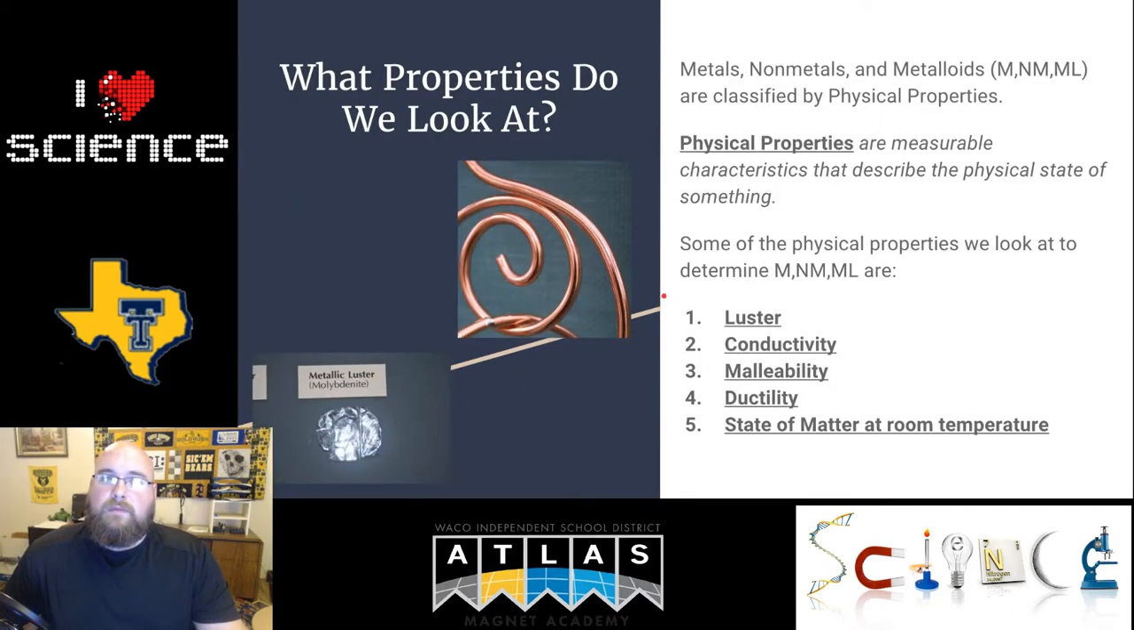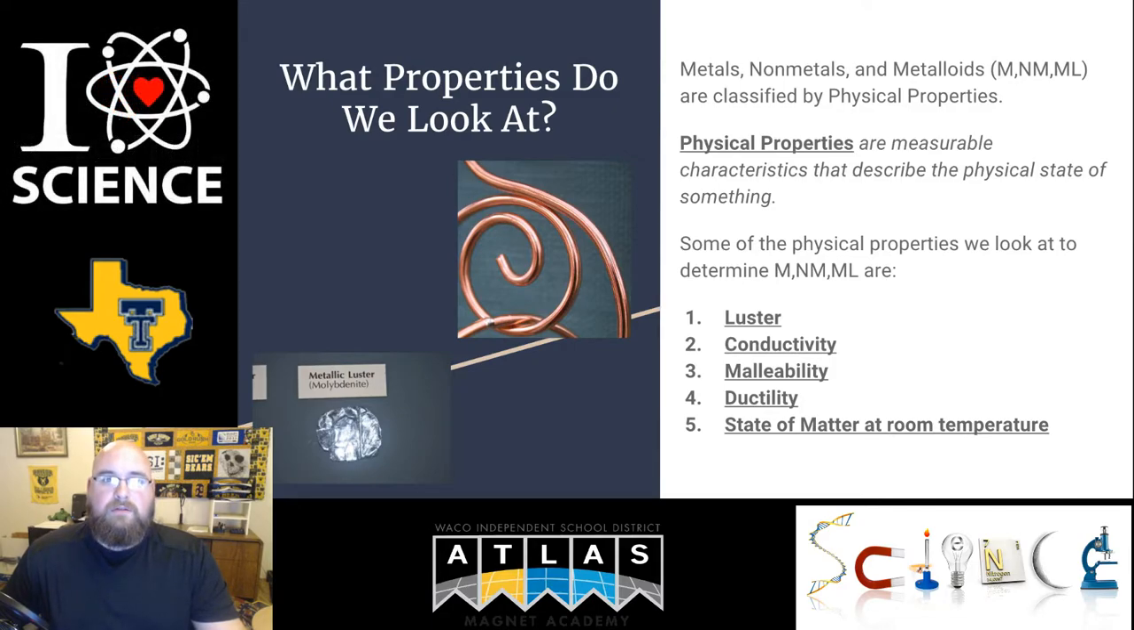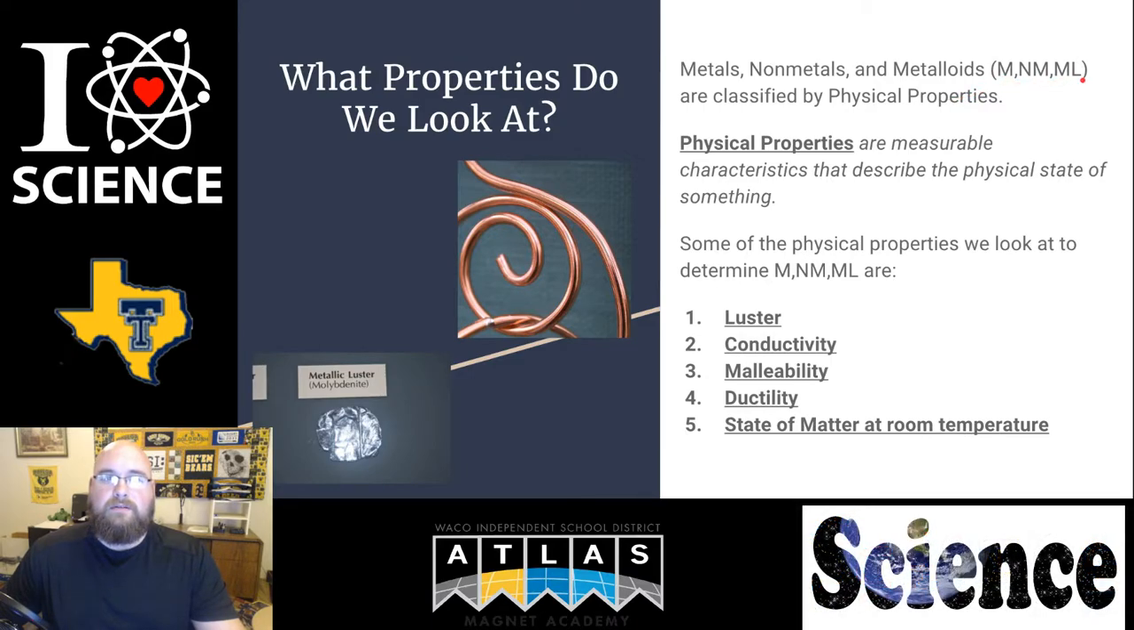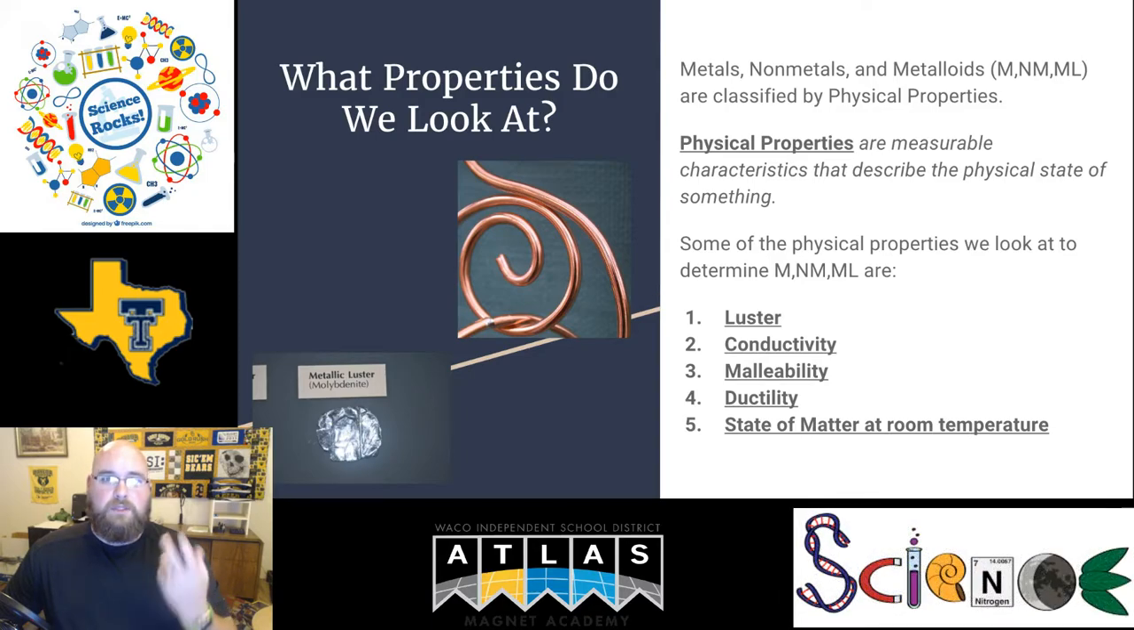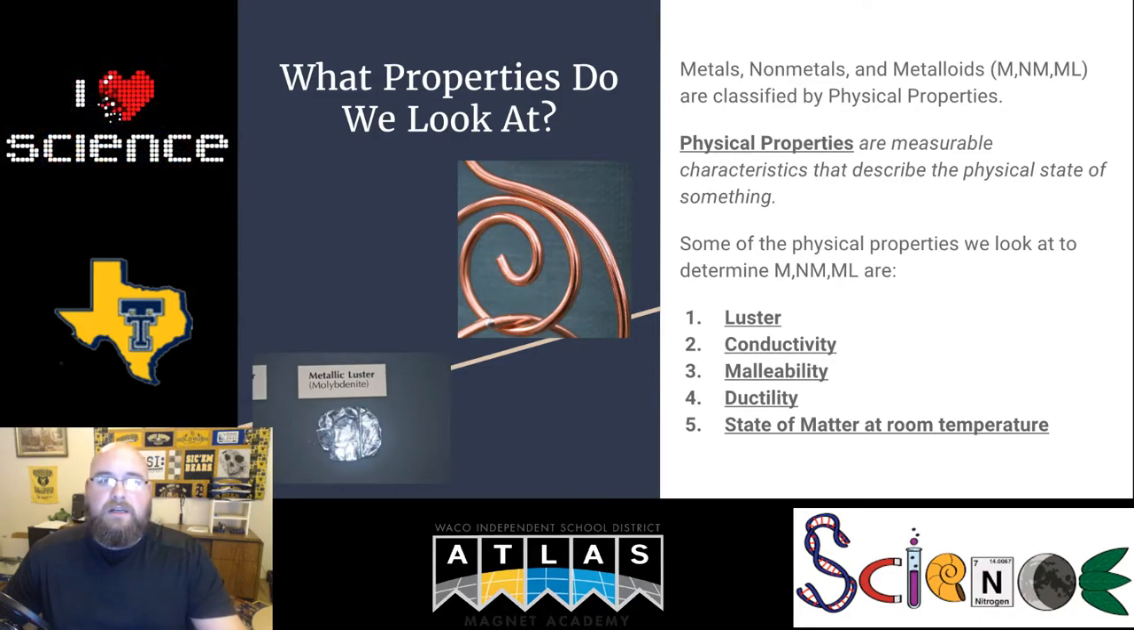Well, what are these physical properties? Metals, nonmetals, and metalloids, which you can abbreviate as M, NM, ML, are classified by typically 5 physical properties. Now, before we talk about what those are, let's remember what a physical property is. It is something that we can measure. It's a characteristic we can observe, and it describes the physical state of something. It has nothing to do with how it reacts with other things or how it may change chemically. It has only to do with its physical characteristics.